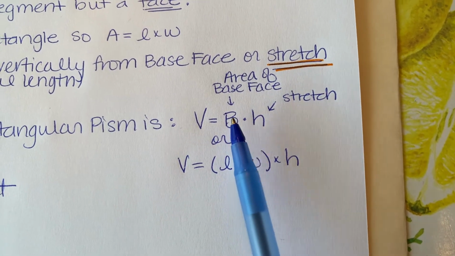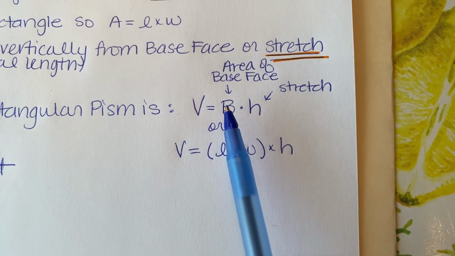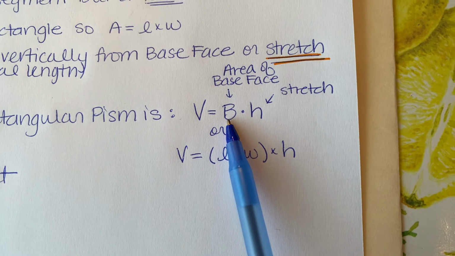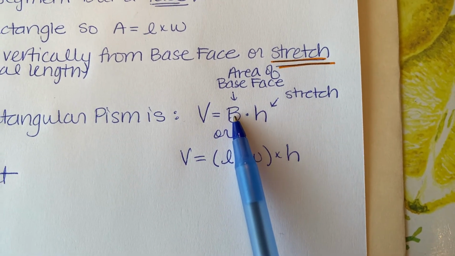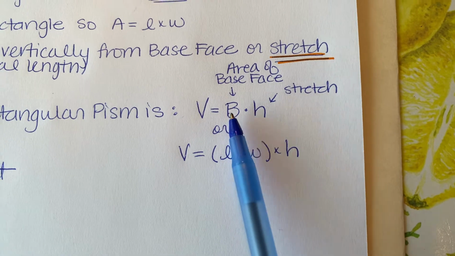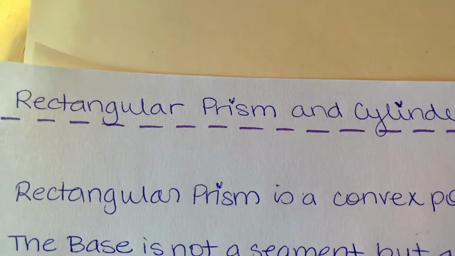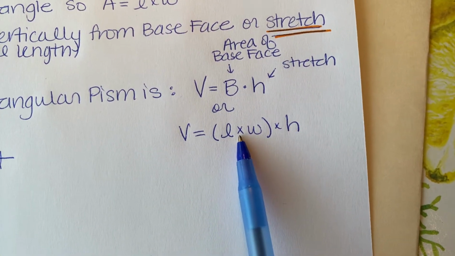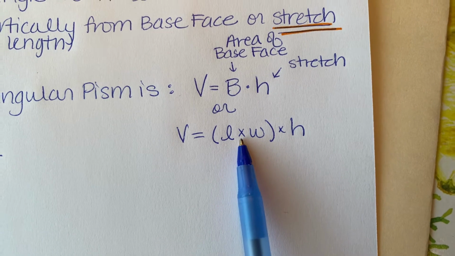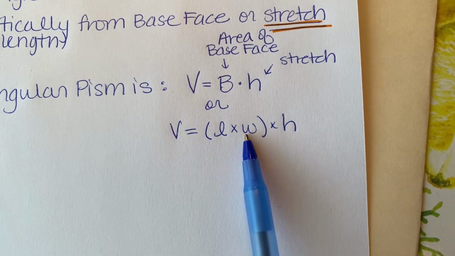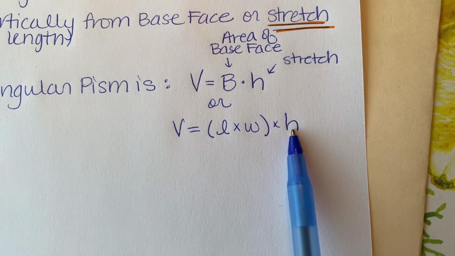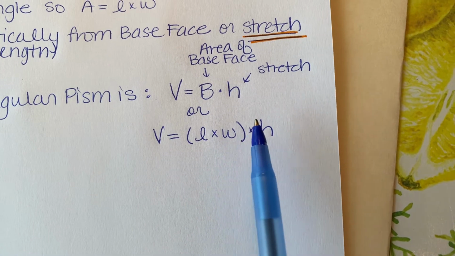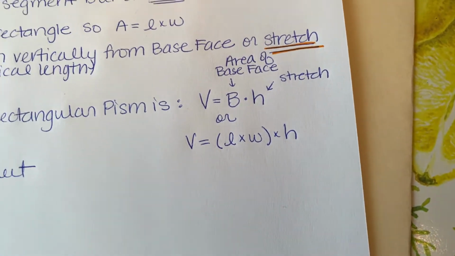When you're covering volume of three-dimensional figures, it's really only one formula, and you just know that this alters depending on your base face. But for a rectangular prism specifically, the base is a rectangle. So what's the area of a rectangle? Length times width, and then you just stretch it up. That's it. So the volume is length times width times height.